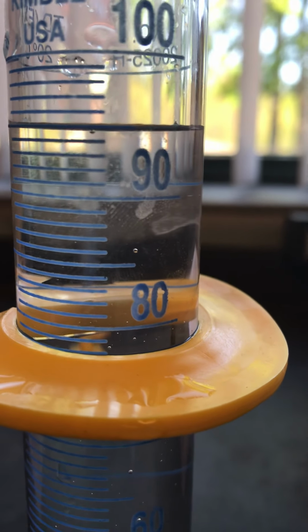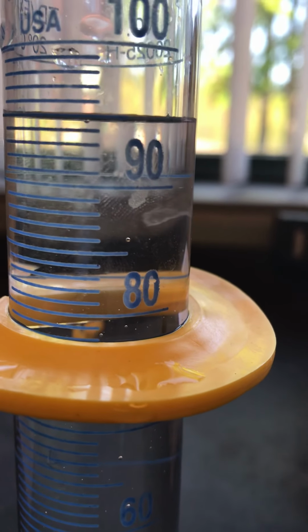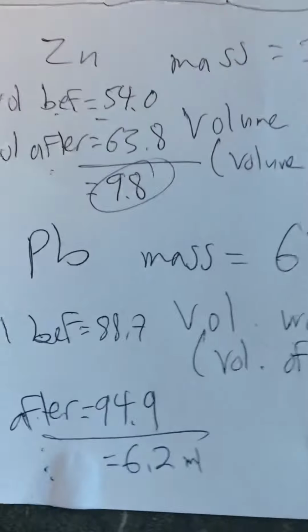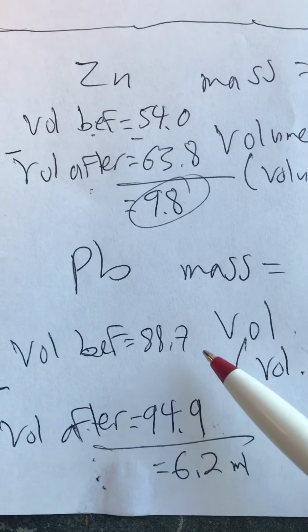I put 94.9 for my volume. The meniscus was just under that 5 point. So I was being accurate. So you can see that when I wrote that down here for the lead, I put 94.9. The original volume before was 88.7.